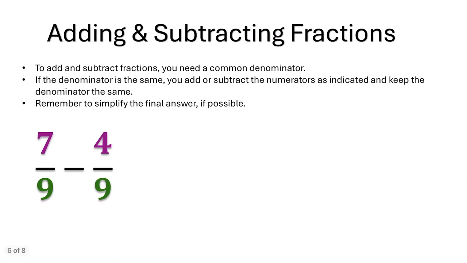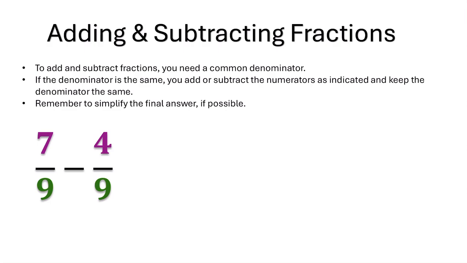So remember, you can also add and subtract fractions. So to add and subtract fractions, you need a common denominator. So that means the denominator has to be the same on both fractions. If the denominator is the same, you're going to add or subtract the numerators as indicated and keep the denominator the same. Remember, you always want to simplify the final answer if possible.